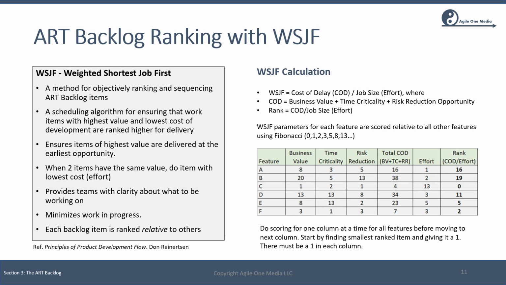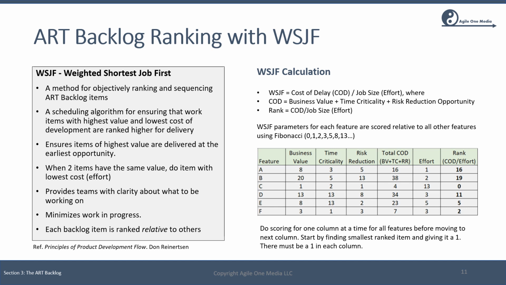So the last step in getting features ready for PI planning is to perform a ranking exercise. And in SAFe, the recommended ranking method is something called weighted shortest job first, or WSJF. This is based on the work by Don Reinertsen and can be found in his book, Principles of Product Development Flow. So WSJF is a method for objectively ranking and sequencing ART backlog items.